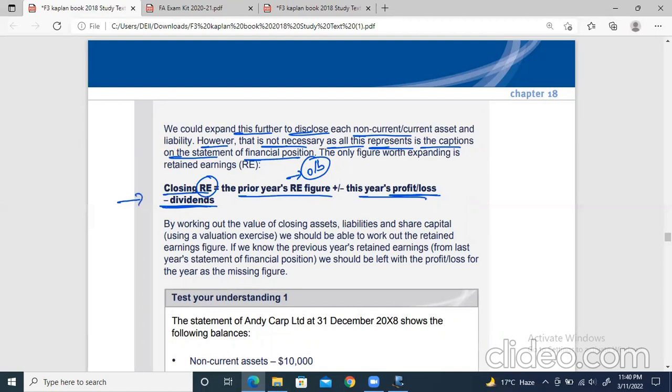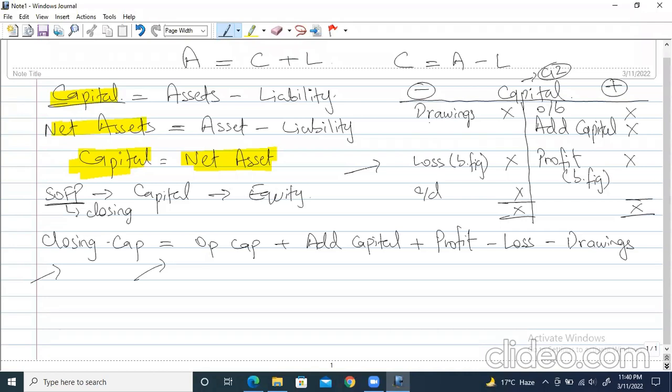The more important things are right here, which I've summarized over here, right? Capital is net assets, which is asset minus liability. If we expand this, it becomes this equation. If we write this equation into a T account, it becomes like this, right?